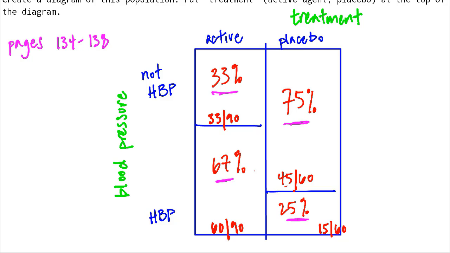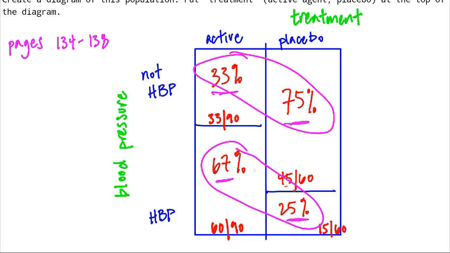And what we want to compare are first the 67% and the 25%. So we're comparing the two proportions that are at the bottom on the left and the right, and we can also compare the two that are at the top on the left and the right, the 33 and the 75. Okay, so we're not comparing 33 and 67%, and we're not comparing 75 and 25%.